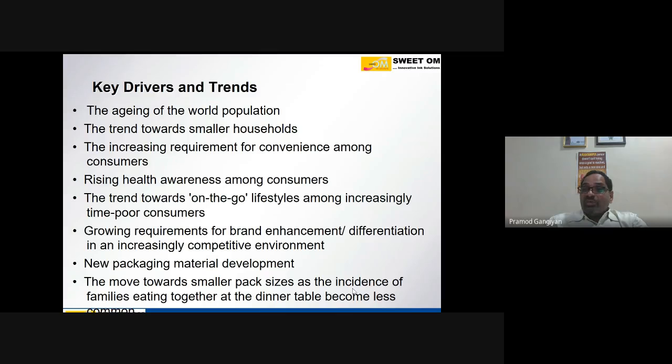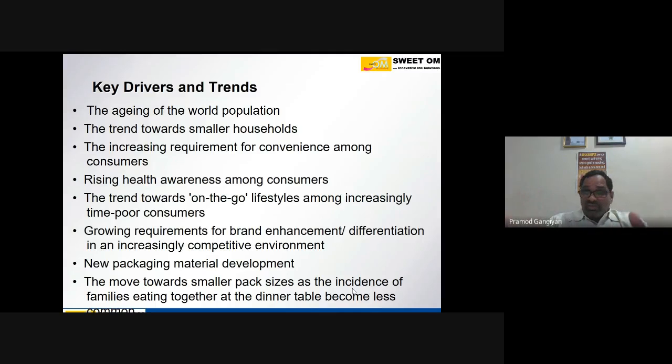Rising health awareness among the consumers. Earlier, people used to drink water from any tap, any sort of hand pump, but today even when a hand pump is available, everybody knows this water is coming from very deep. It should be potable or drinkable, but nobody is drinking it. Everybody is drinking packaged milk and water. So the awareness is increasing.